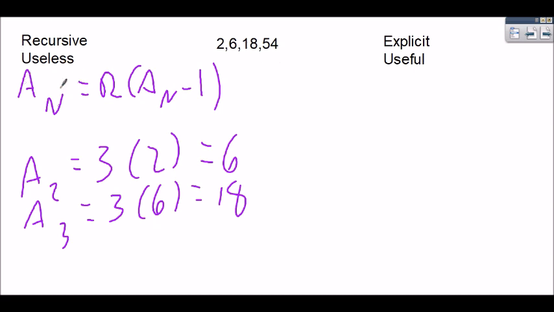So a sub n is our nth term. r is our ratio, and a sub n minus 1 is our previous term.